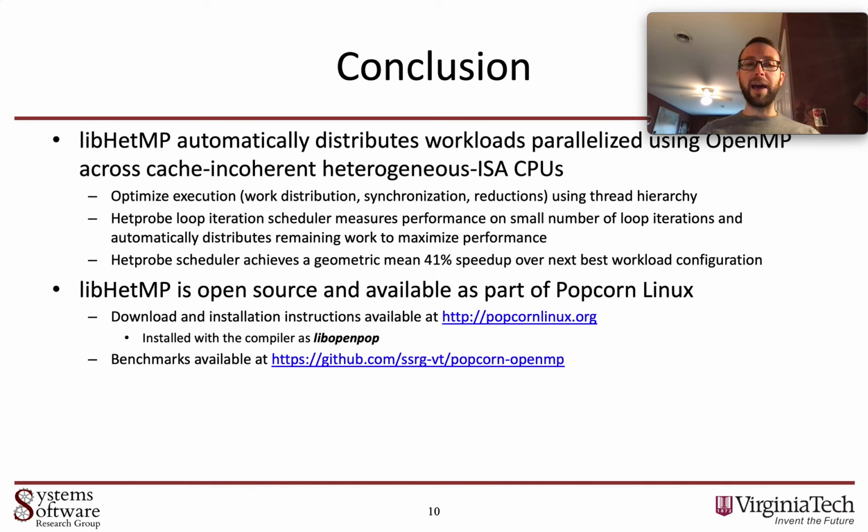libhetmp includes the hetprobe loop iteration scheduler, which measures performance for a parallel region on a small number of iterations and automatically distributes the remaining work in order to maximize performance, whether it be across multiple nodes simultaneously or only on a single node. Using this scheduler achieves a geometric mean 41% speedup over the next best workload configuration evaluated. Finally, libhetmp is open source and available as part of Popcorn Linux.